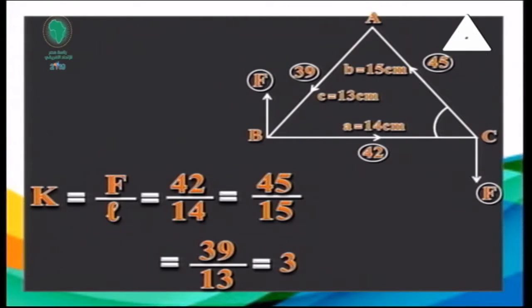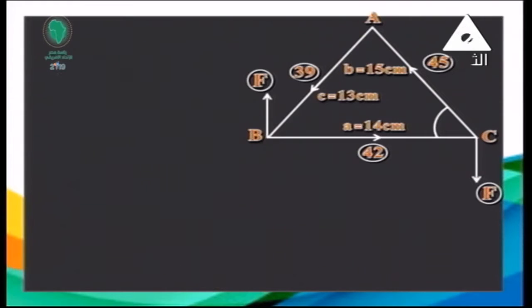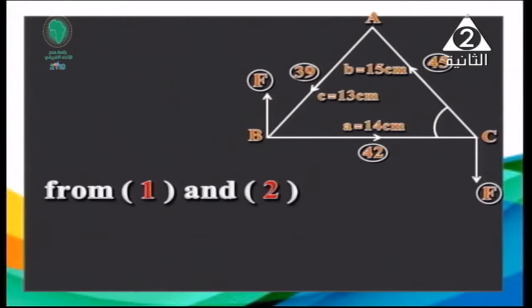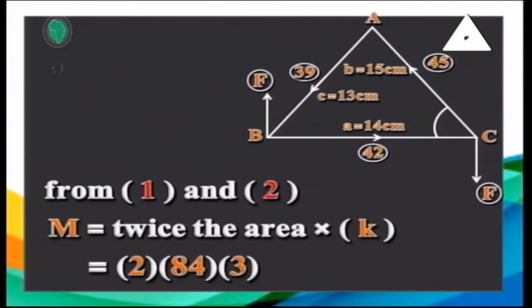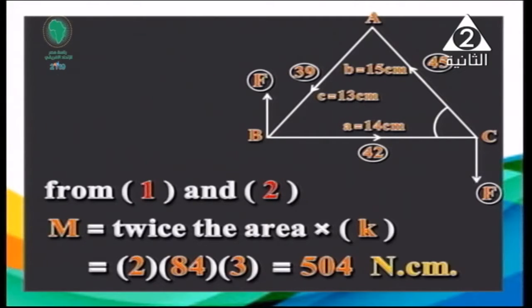To find the magnitude of the moment of the couple from 1 and 2, the moment of the couple equals twice the area times K. Then M equals 2 times 84 times 3 equals what? 504 Newton centimeter.